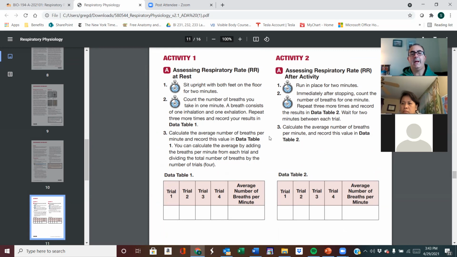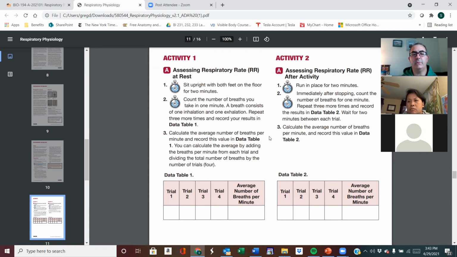So activity 1, you just sit upright with both feet on the floor for 2 minutes. That's just to kind of calm you down, right? If your breathing's elevated because you're running around doing errands, whatever it is, just sit for a couple of minutes and count the number of breaths you take in 1 minute. Now, a breath is 1 inhale and 1 exhale, right? So typically, that number would be somewhere around 12 to 15 breaths per minute, something like that.